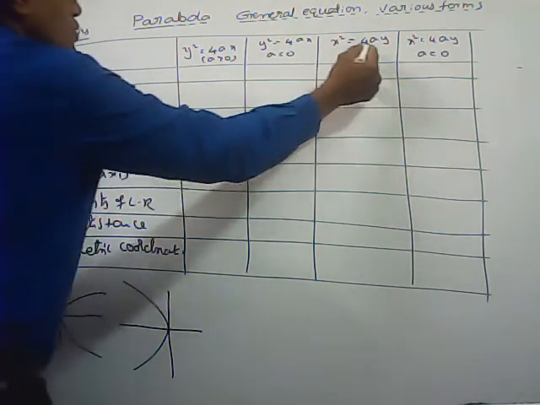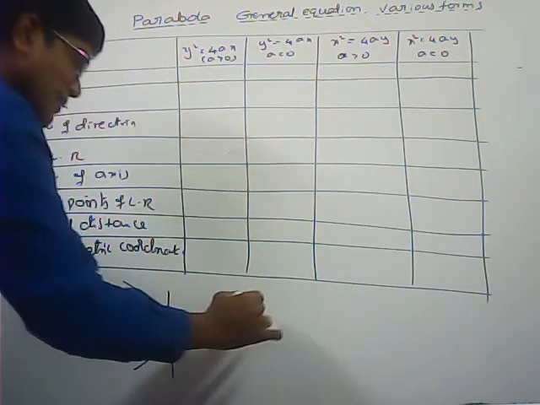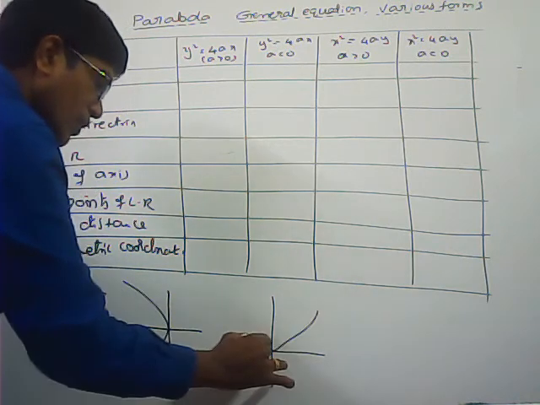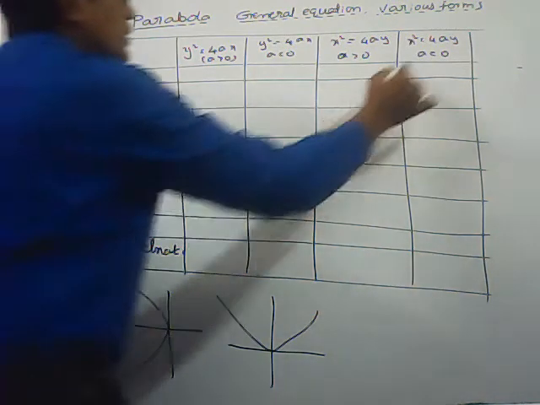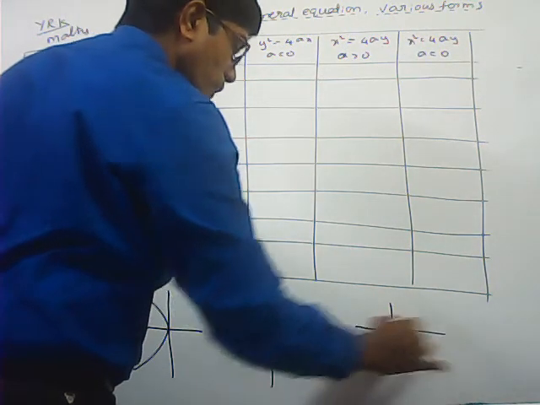X square equals 4ay, a greater than 0, symmetric about the positive direction of the y axis. Next, a less than 0, symmetric about the negative direction of the y axis, like this.